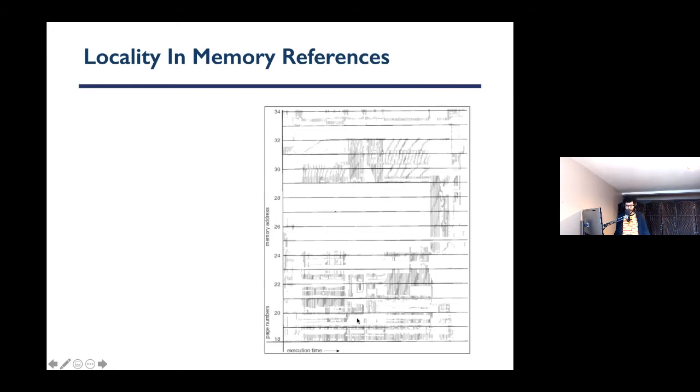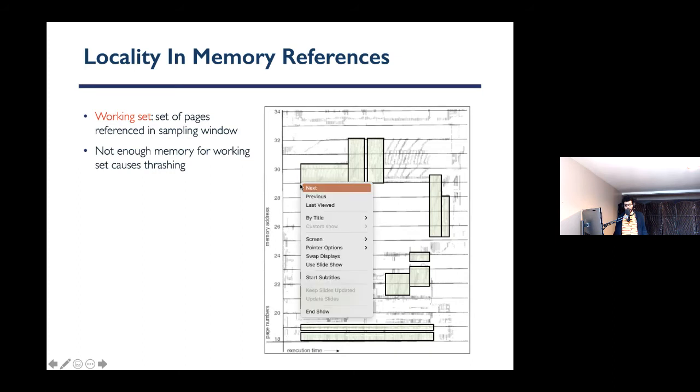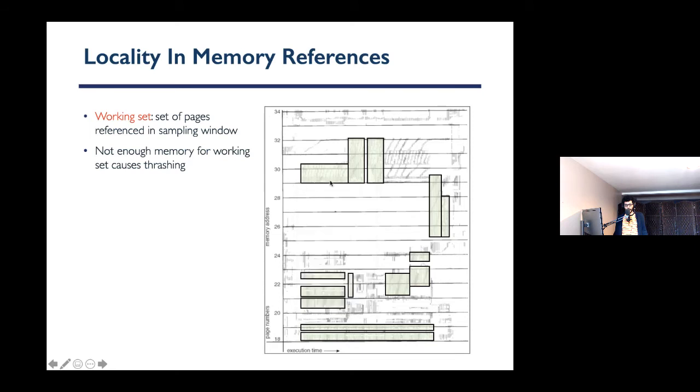Now, if you stare at this picture, you soon realize that there are regions in this picture, kind of like you can actually put a box around them. And a box like this basically means that from this point in time until this point in time, I was using these pages almost constantly. Or from this point in time to this point in time, I have been using these pages.